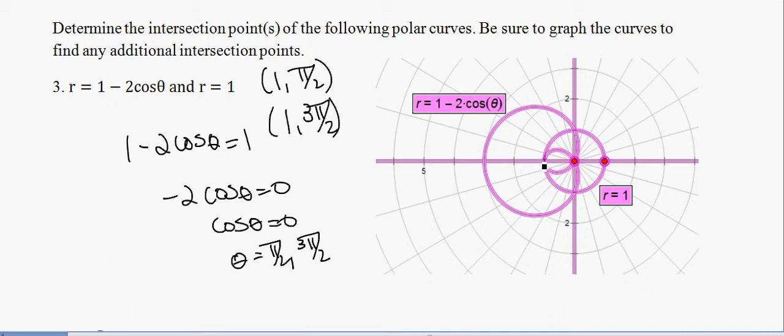Just by looking at the graphs, I notice that they intersect over here at a radius of 1 and an angle of pi. So I just find the quickest way to write this is (1, pi).